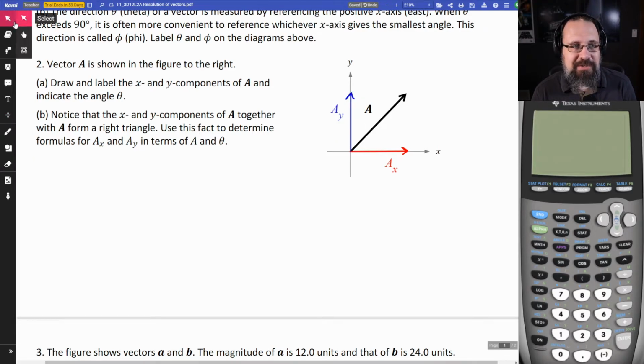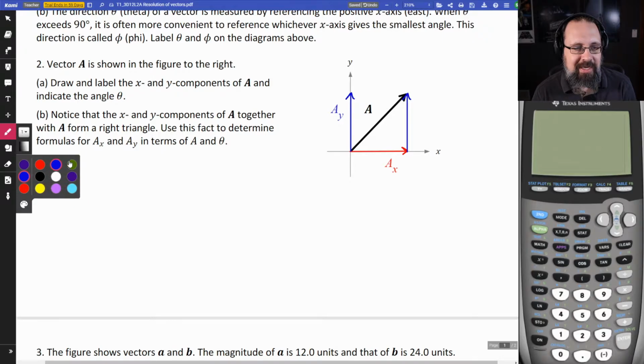So what I'm going to do now is just go up here and select annotations. I'm going to select my vector A right here, my AY, and I'm just going to copy it and then paste it, and I'm going to move it over here. And so what you'll notice is that vectors AY, the blue one, and AX, they actually form a right triangle. I'm going to go ahead and indicate that right triangle right here.